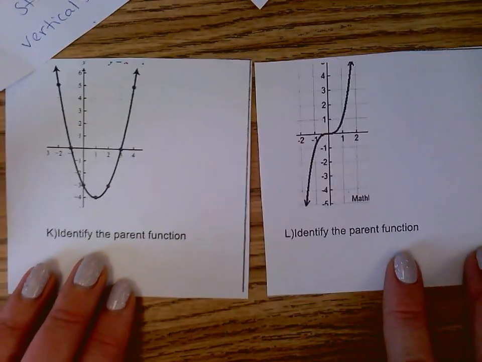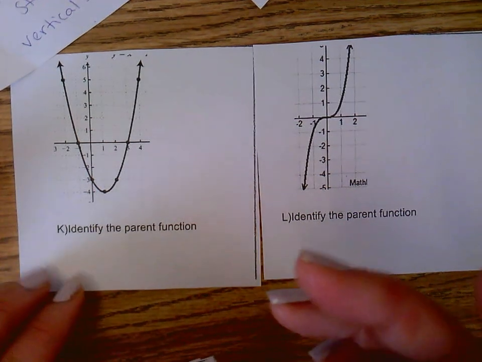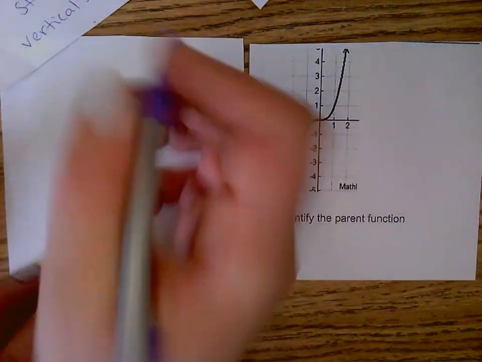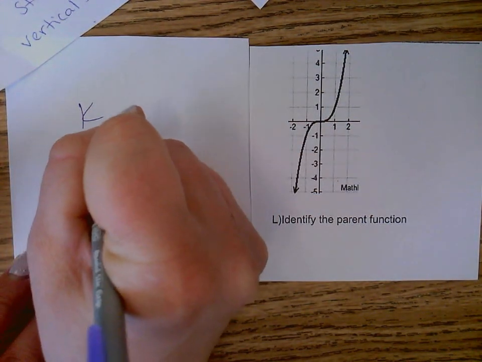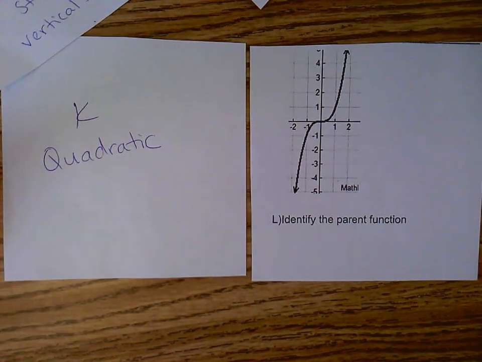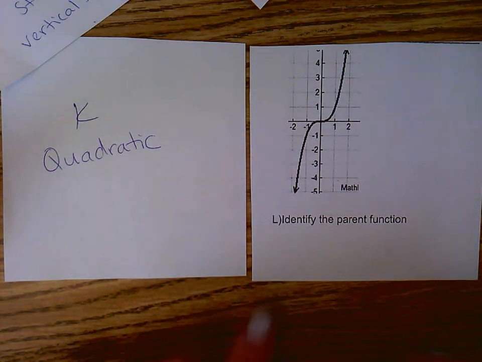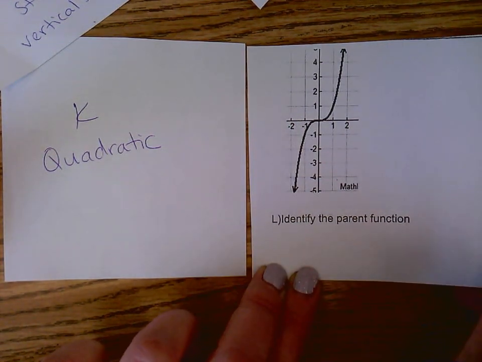All right, I got K and L up because we're just identifying parent functions now. So K is what? What type of function is K? K is a quadratic. So what I would do is, if you already know that K is a quadratic, set that note card aside. Don't keep doing the ones you already know, right? You don't have to go through all 24 of these. Go through the 10 that you don't know. What is L? Cubic.